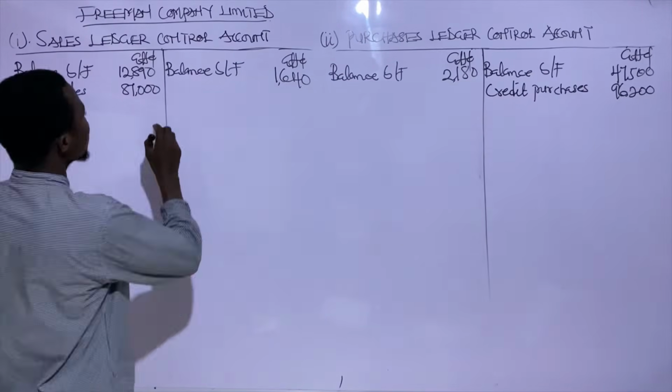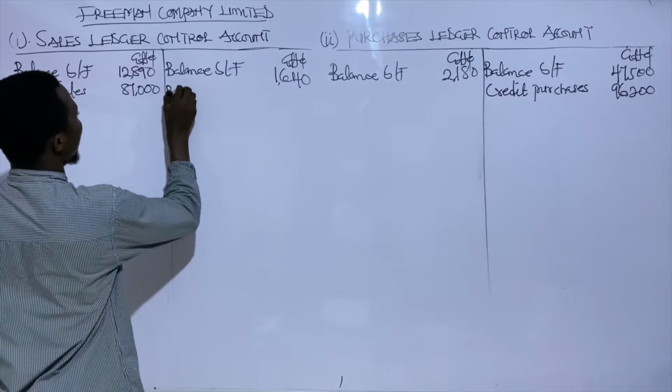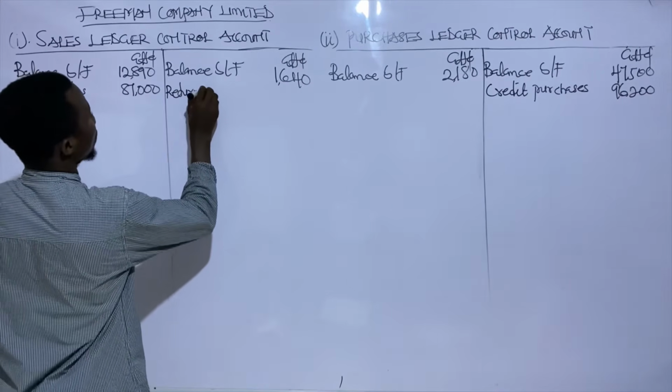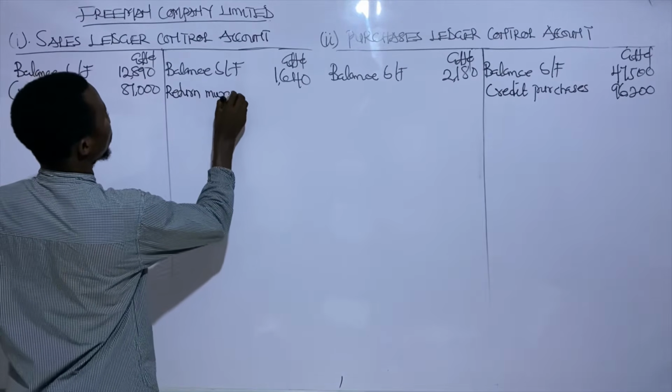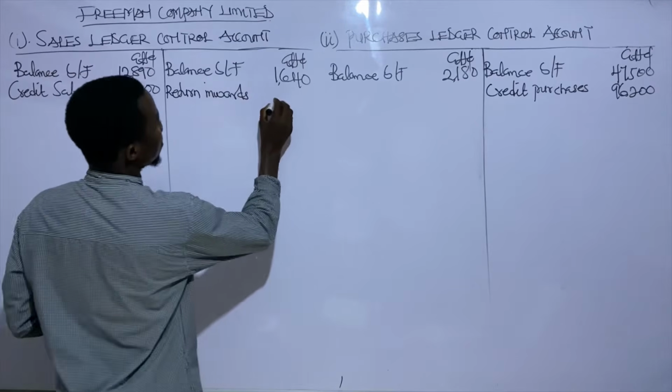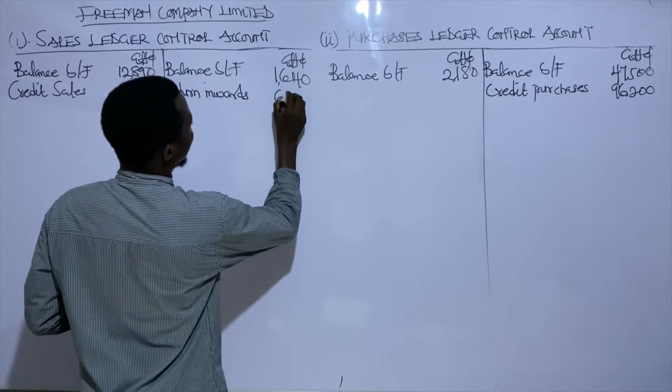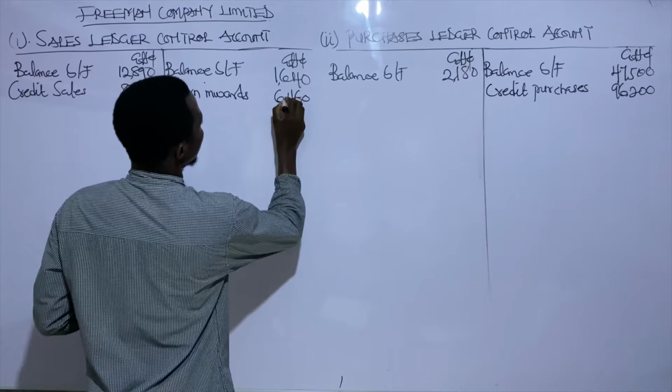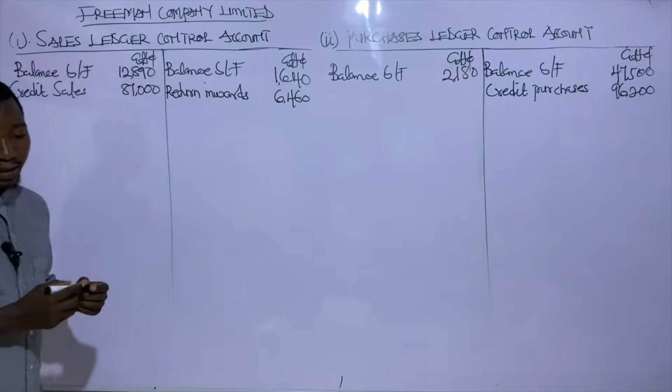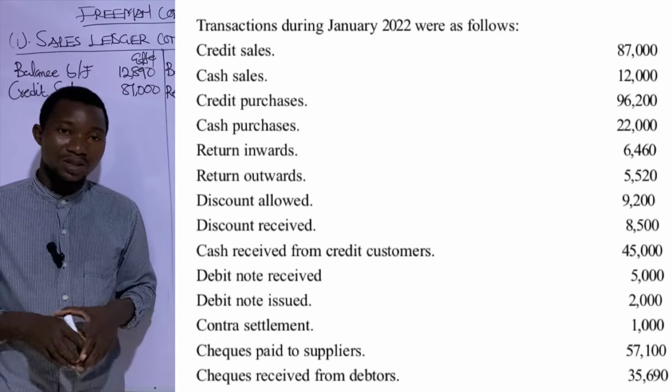6,460. So return invoice, 6,460. Good. The next item is return outwards.